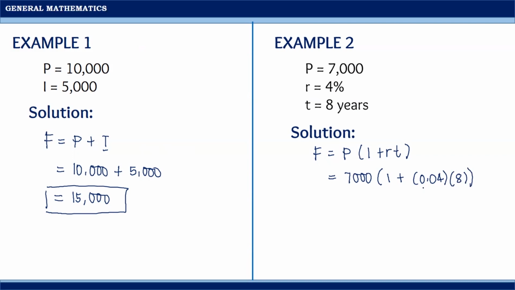Evaluate first the product of 0.04 and 8, giving us 0.32. Next, add 1 and 0.32, so you're going to have 7,000 times 1.32. Then next is to multiply 7,000 and 1.32. Therefore, the future value will be equal to 9,240.